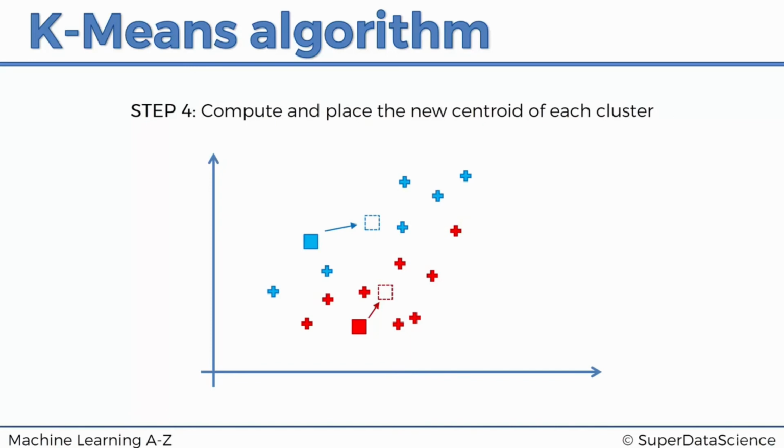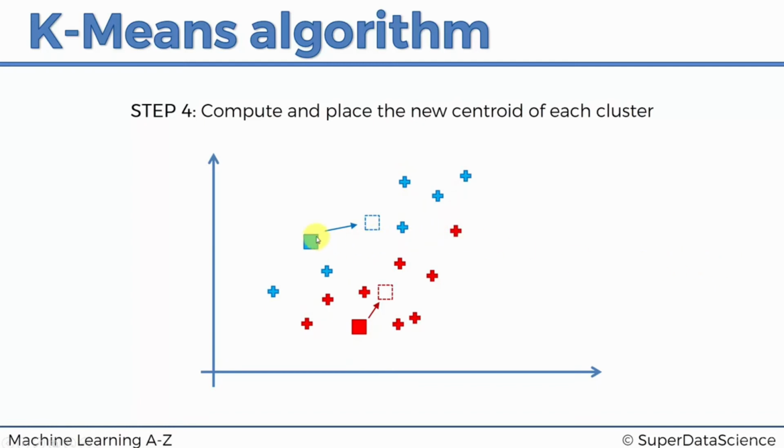Step 4, compute and place the new centroid of each cluster. So basically, right now we've got the new points, all the blue ones excluding the centroid itself, and all the red ones excluding the centroid itself. And we need to find out where the actual centroid, the new centroid for the blue points is, and the new centroid for the red points is.